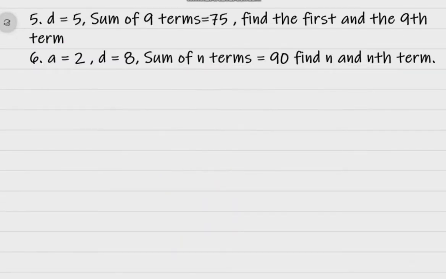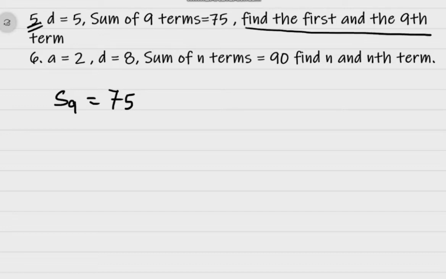Now come on children, let us see question number 5. What is given in question number 5? Now in question number 5, this is an AP. D is equal to 5. That means common difference is 5. Sum of n terms, that means Sn, is given as 75. And you have to find the first and the ninth term. You have to find the first and the ninth terms.